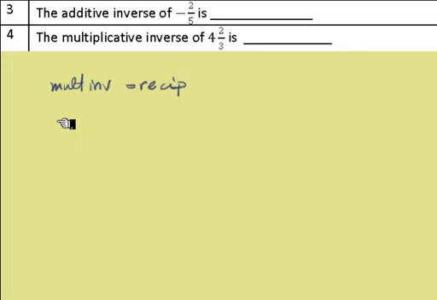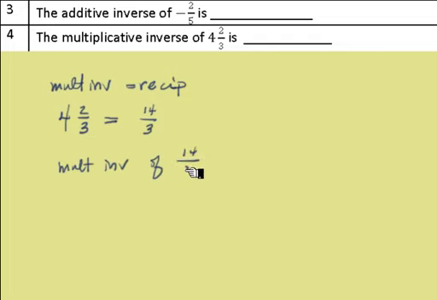Okay, so we want to take the reciprocal of 4 2/3. So in order to do that, we'll write this as a fraction. Just first change it to a mixed number. Okay, we do that by multiplying the denominator times the whole. 3 times 4 is 12, and adding the numerator. 12 plus 2 is 14. So this is equal to 14 over 3. All right, so the multiplicative inverse of 14 over 3 is 3 over 14.